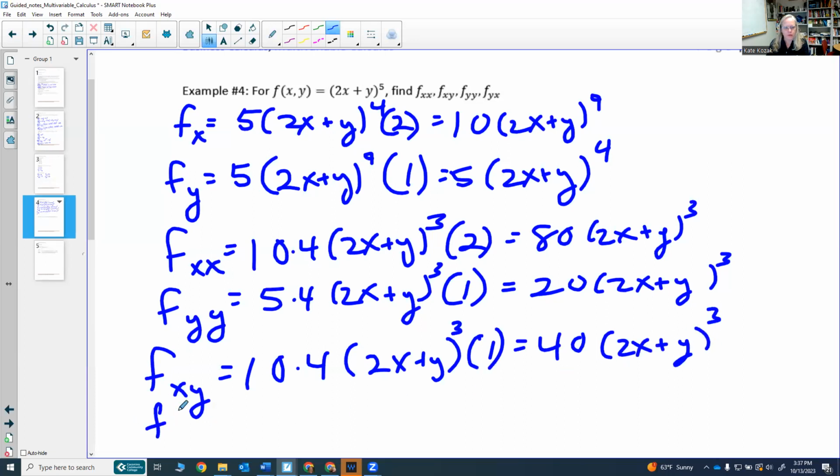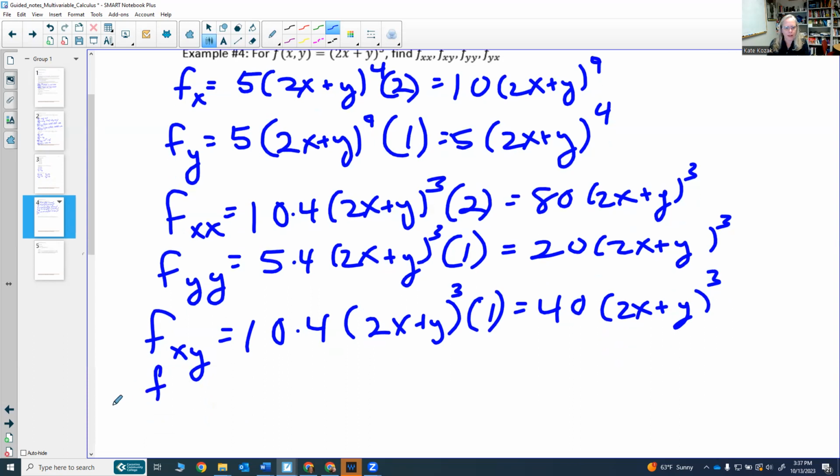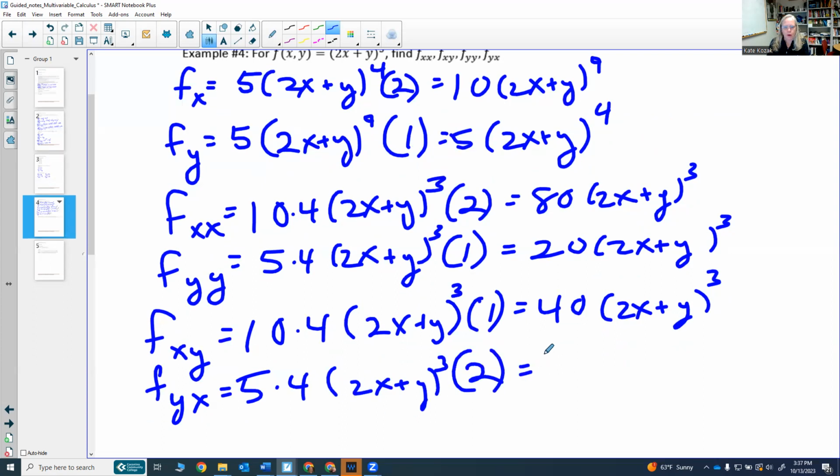And the partial derivative of f with respect to y, then x, means that we're taking the y one first and taking the partial derivative of that with respect to x. That'll be 5 times 4 times (2x + y)^3 times the derivative of the inside with respect to x, which is 2. So you also get 40 times (2x + y)^3.